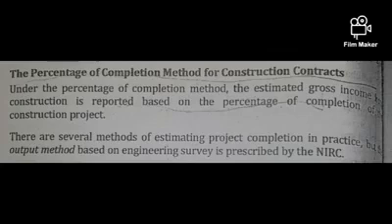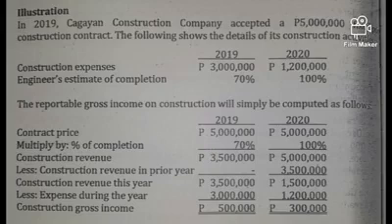So under this method, the estimated gross income from the construction is reported based on the percentage of completion of the construction project. There are several methods of estimating project completion in practice, but the output method based on engineering surveys is prescribed by the NIRC. Okay, let's have this illustration. In 2019, Cagayan Construction Company accepted a 5 million pesos fixed price construction contract. The following shows the details of its construction activities.